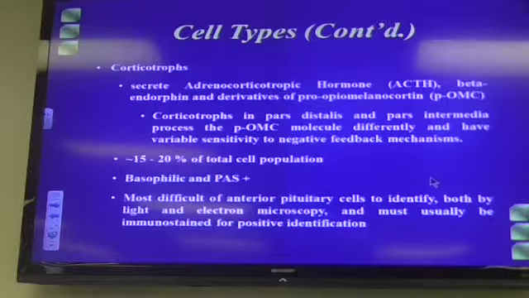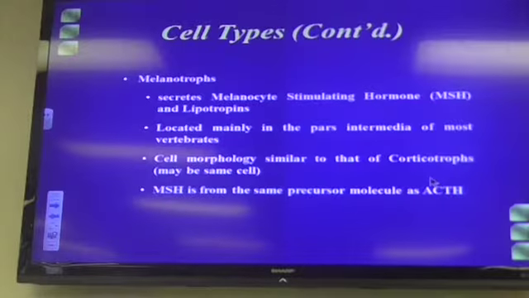Now, why would it be essential to use immunostaining to identify these things? Well, if you have a tumor, do you want to know what kind of tumor it is? The prognosis will vary depending on what type of tumor it is. Okay, melanotropes, they secrete melanocyte-stimulating hormone, or MSH, and also lipotropins, this type of thing.